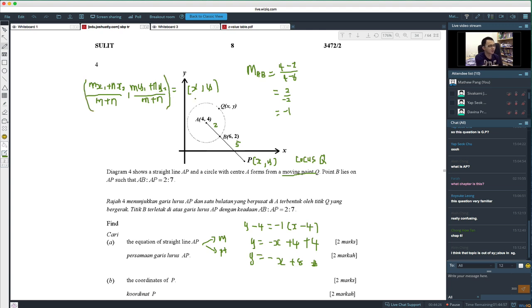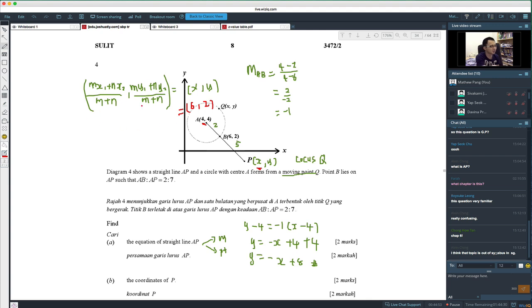So I will do some substitution here. The (x, y) here will be (6, 2). My x1 is 4. My x2 will be x. My y1 will be 4. My y2 will be y. Alright, so I'm going to do some substitution, and m and n are just the ratio over here.